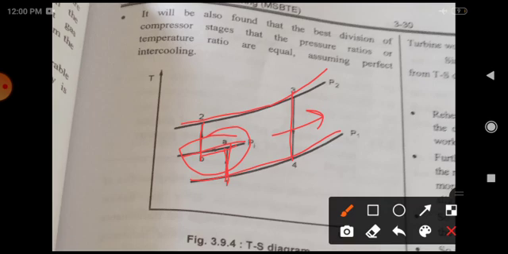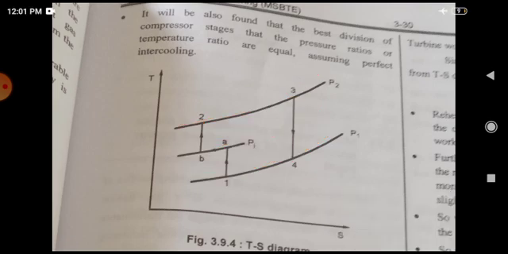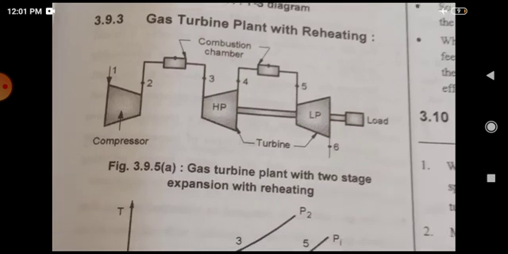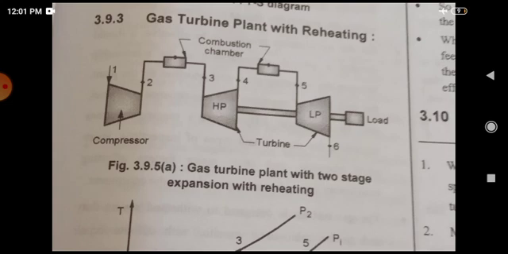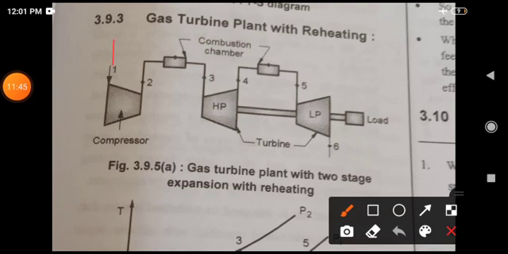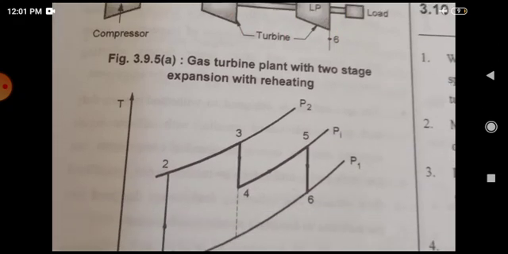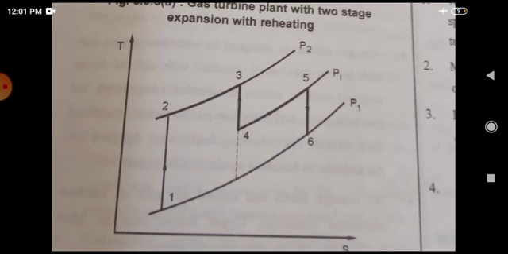Okay, so in this way this TS diagram is shown for an intercooled gas turbine plant with reheating. Okay, reheating means there are two turbines. Once we compress the air, it is again added with some fuel and expanded first in the high pressure turbine, then again heat is added by some means, and then it is expanded in the low pressure turbine. Okay, in this way this works. This is the diagram for reheating.